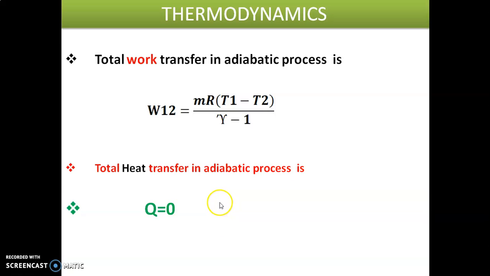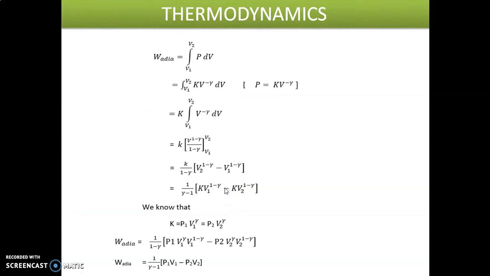I hope you understand about the total work transfer and the total heat transfer in the adiabatic process. So the total derivation is here. Once again, observe this derivation. I hope you understand about the total work transfer and heat transfer in the adiabatic process.